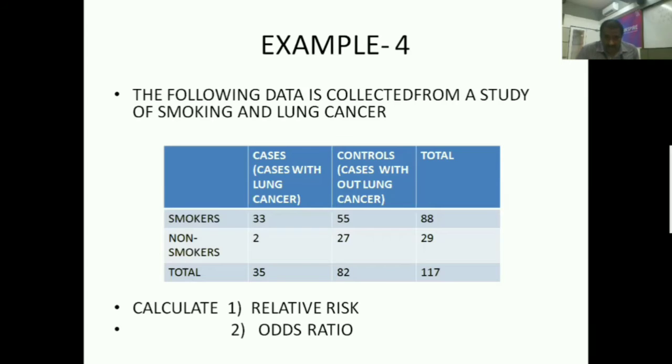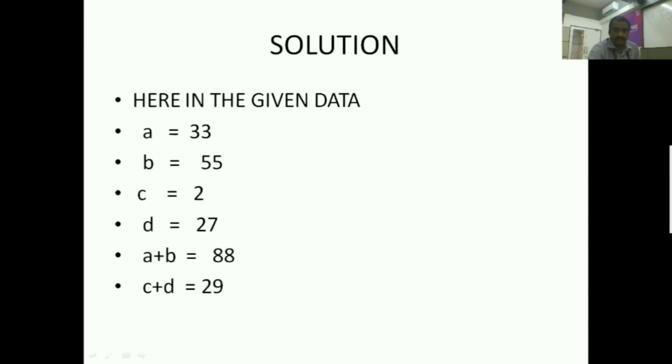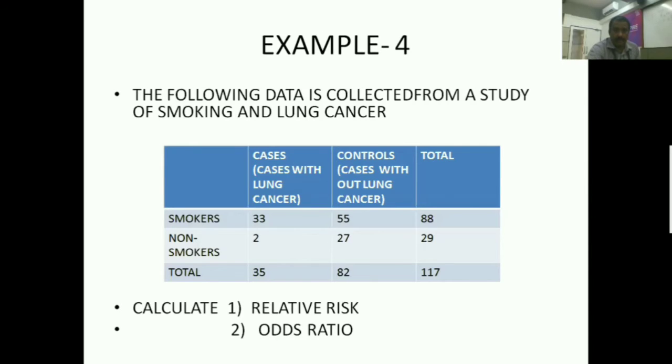Please go through the question carefully. Find relative risk and odds ratio. So this is the question, and I'm going to explain it to you with the whiteboard.